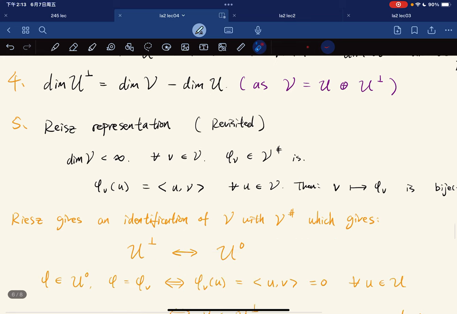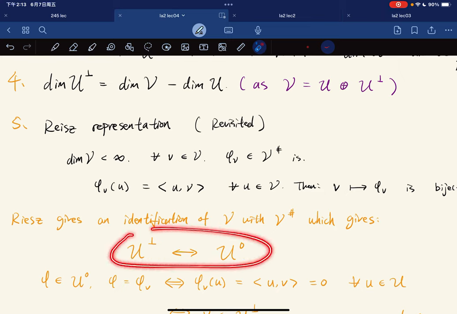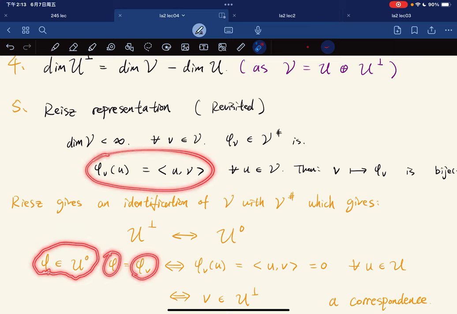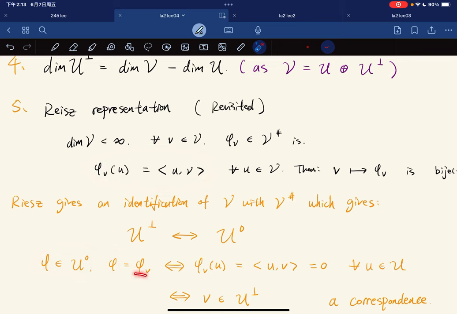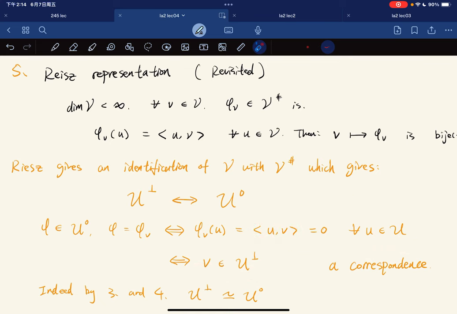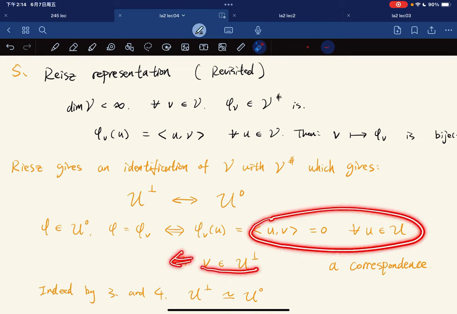So yes, the Riesz map gives an identification of V with V star, which in some sense makes them the same set. Why? Because if you think about it, given any functional in the annihilator, this functional is equal to phi_v for some v. And phi_v on u should give you 0, right? For any u in U. But this means that the inner product of u and v is equal to 0 for any u in U. And from here, we see that v is in U perp. Right. And now we go back. If v is in U perp, then we have this for any u in U.